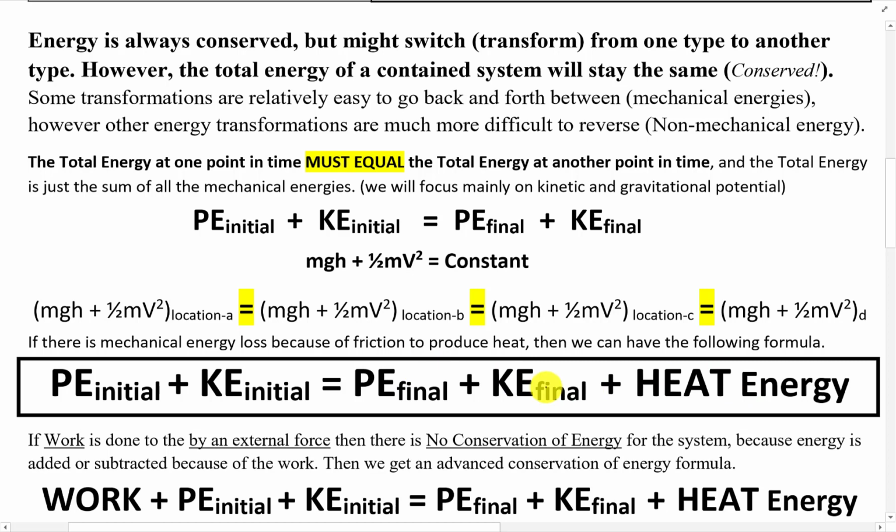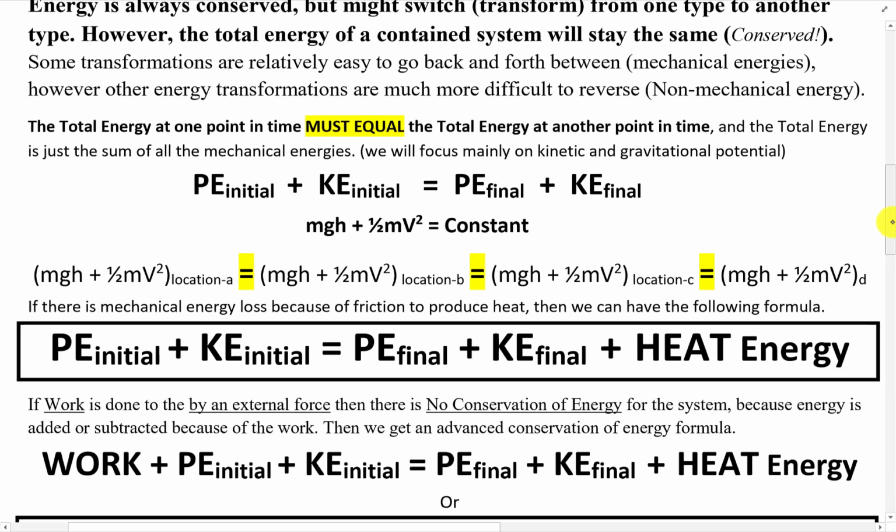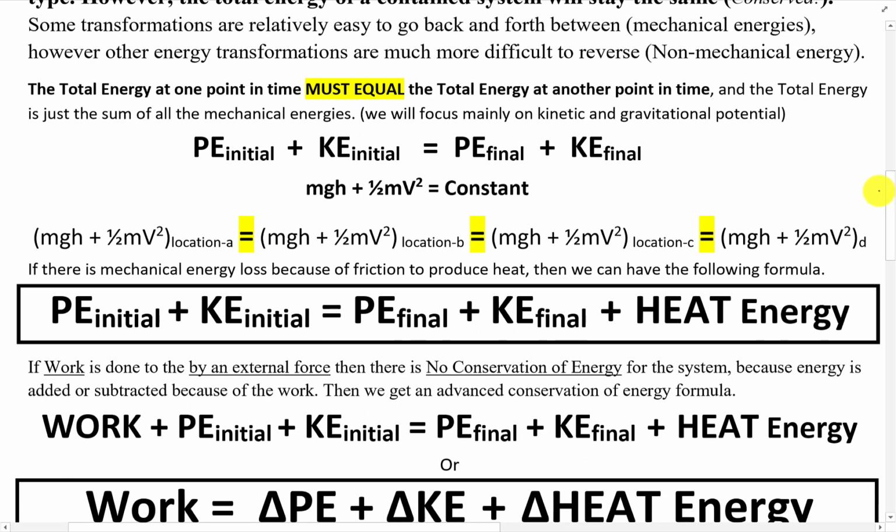Okay? And if it is not conserved, meaning we don't have a little system that we're looking at but we're adding energy to it, so you're doing work to it by an external force on the system, then there is no conservation of energy. You're just adding more energy into it. If you're pushing something along, you're doing work. Then you have the initial potential, initial kinetic, plus the work, and that has to equal the final potential plus the final kinetic plus the heat energy that's produced. So what you started with is right here, what you added is there, and what you ended up with is here.